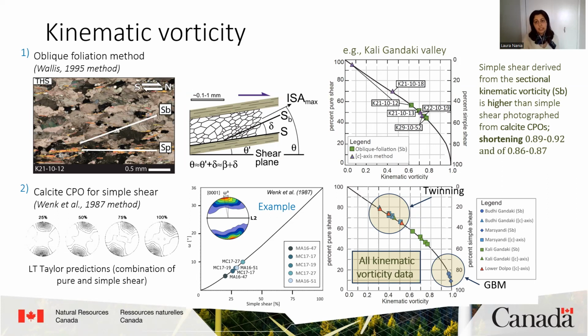If we look at the Kaligandaki Valley results, which for simplicity I plotted in the graph above, we have a similar trend. In purple triangles we have the twinning, and in the squares, we have the grain boundary mobility. So we have a similar trend, but with a major overlap. So slightly different, but kind of similar.